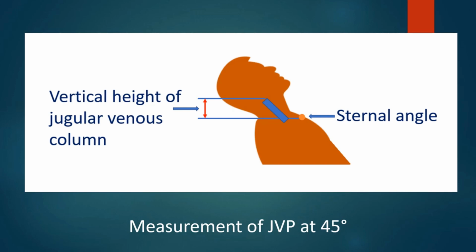Now we move on to assessment of jugular venous pulse and pressure. Assessment of jugular venous pulse has to be done in the internal jugular vein, though a beginner is often tempted to use the external jugular vein, which is easily visible. External jugular vein may be kinked and it may not reflect the true right atrial pressure.